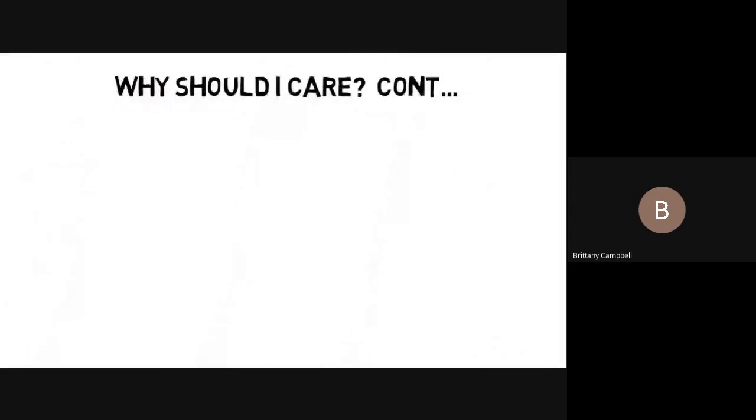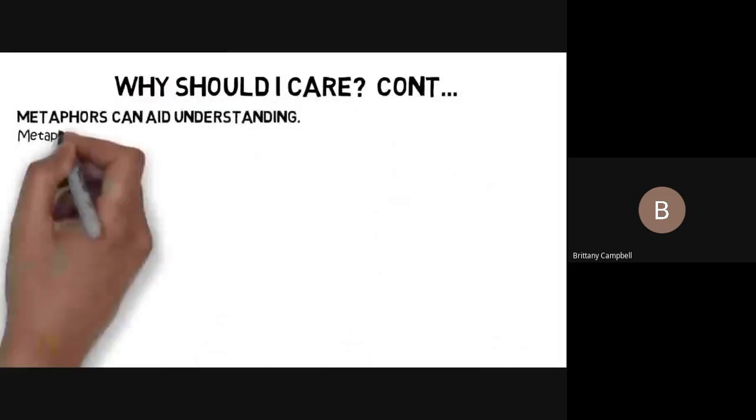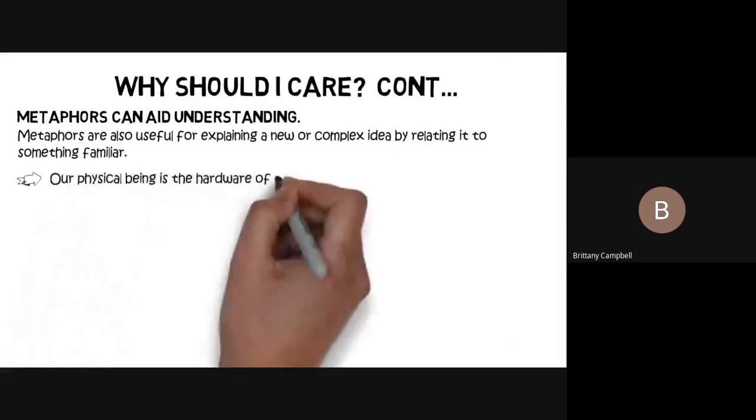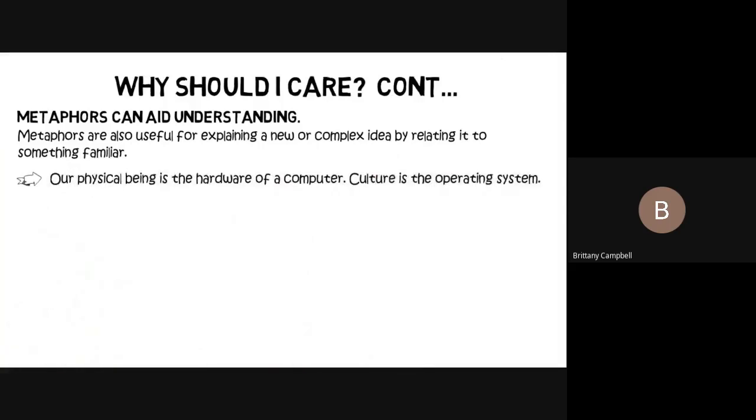Here's a bit more about why you should care about metaphors. Metaphors can aid understanding. They're good for explaining new or complex ideas by relating it to something familiar. So look at this example. Our physical being is the hardware of a computer. Culture is the operating system. So it compares culture to the operating system, the thing that makes it work, the thing behind it all.